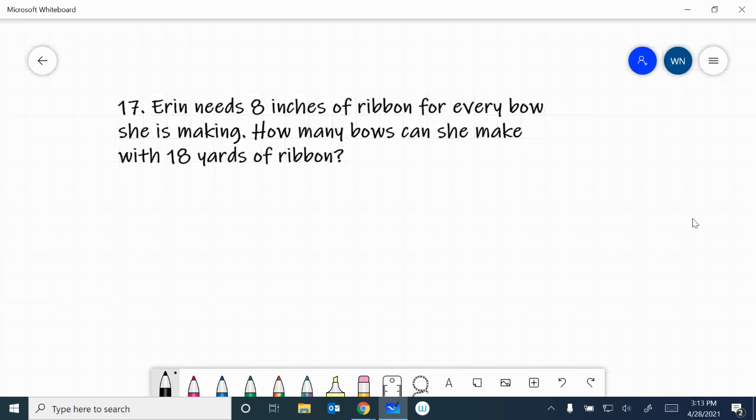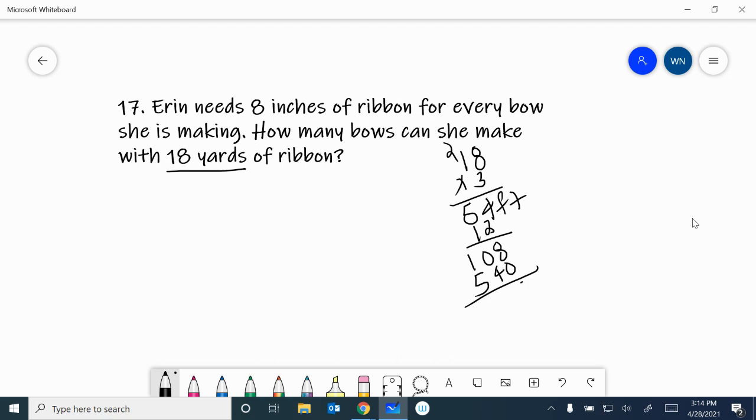Number 17, go ahead and work it out. Erin needs 8 inches of ribbon for every bow she is making. How many bows can she make with 18 yards of ribbon? Again, we're going to take our yards down to inches. So she has 18 yards times 3 feet in each yard. 3 times 8 is 24. So there's 54 feet. Multiply that by 12 to get us down to inches.